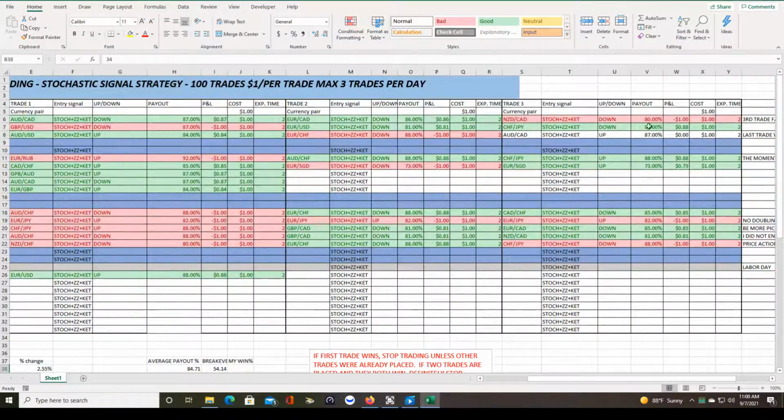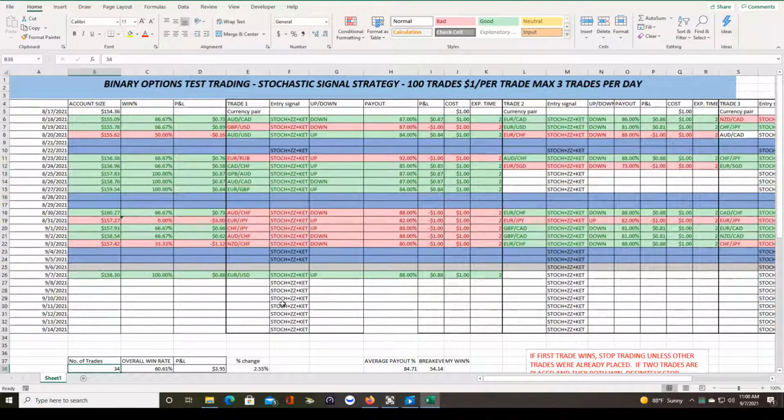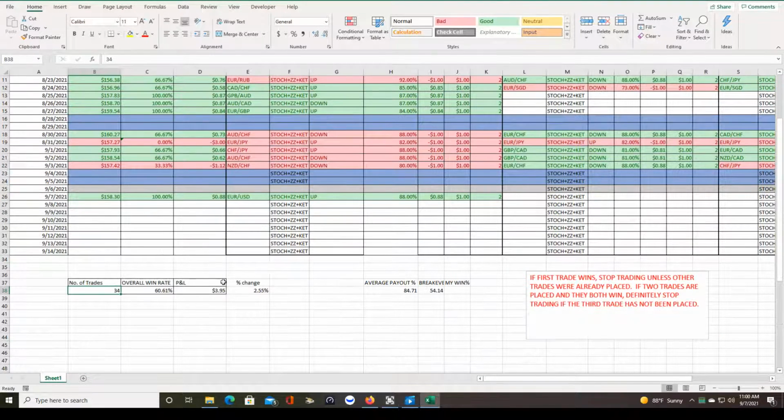So if the price ends up exactly where it was when you placed the trade, you just get your investment back. It's not a win or a loss. It's break-even. So this is today's trade right here. And this is our overall. So we've done 34 trades now. Overall win rate is almost 61%. Our break-even win rate is 54%. And that depends on the average payout. So that's why I take that 80% or higher. I want to keep that average up there.